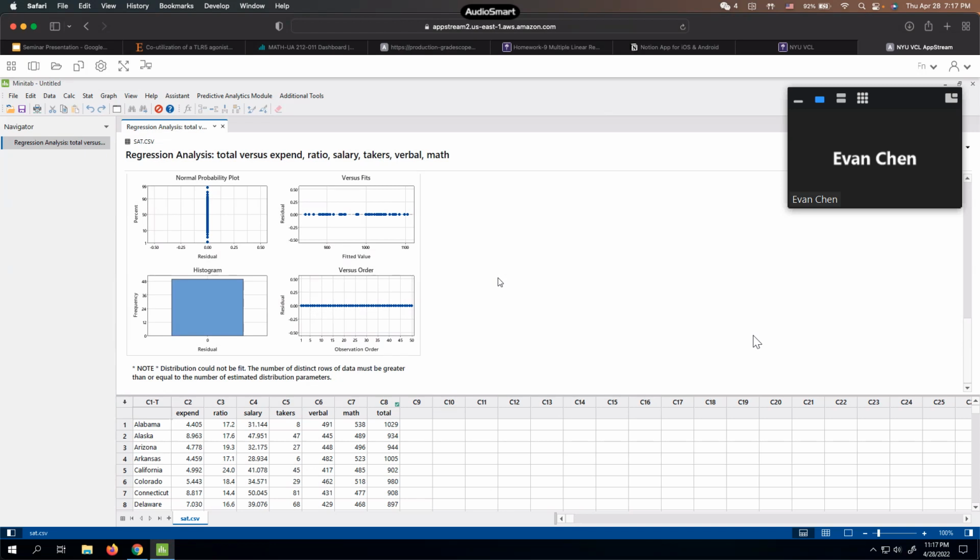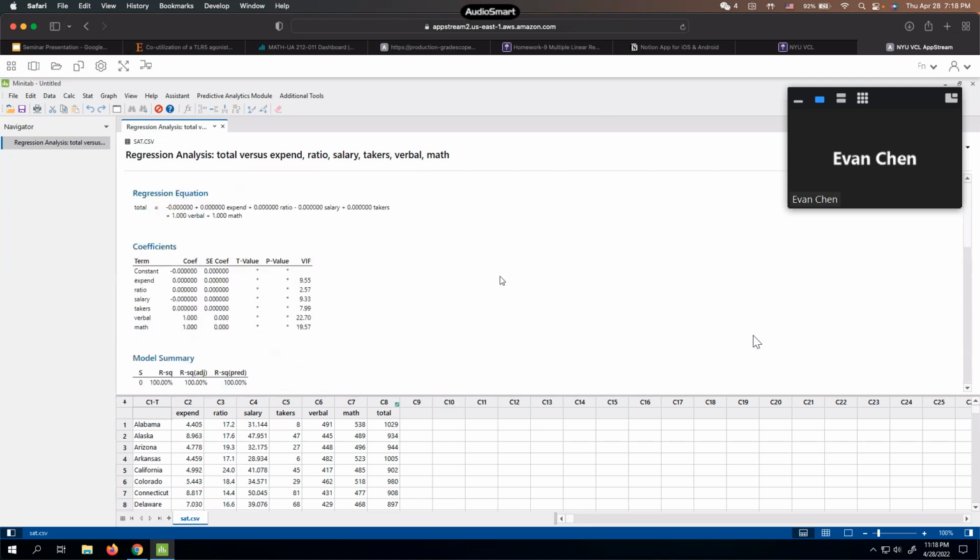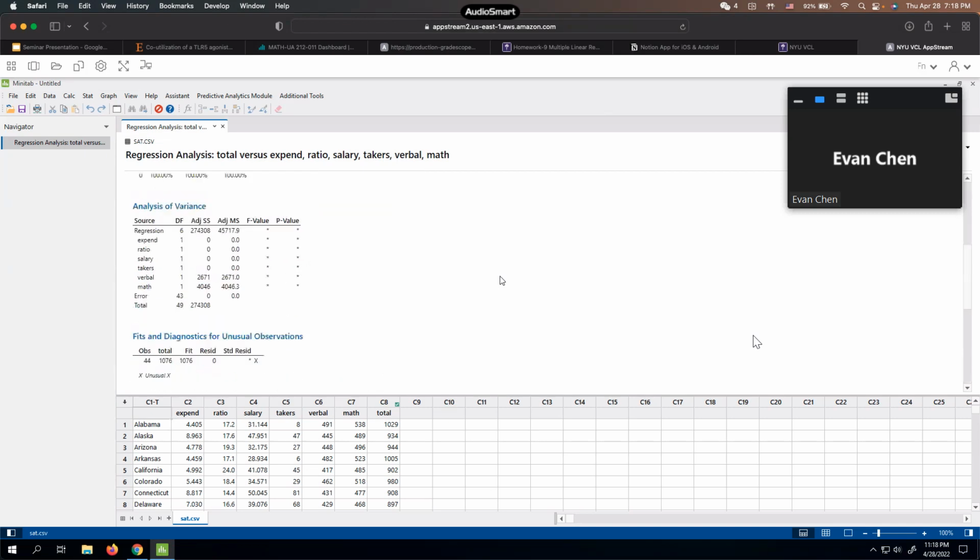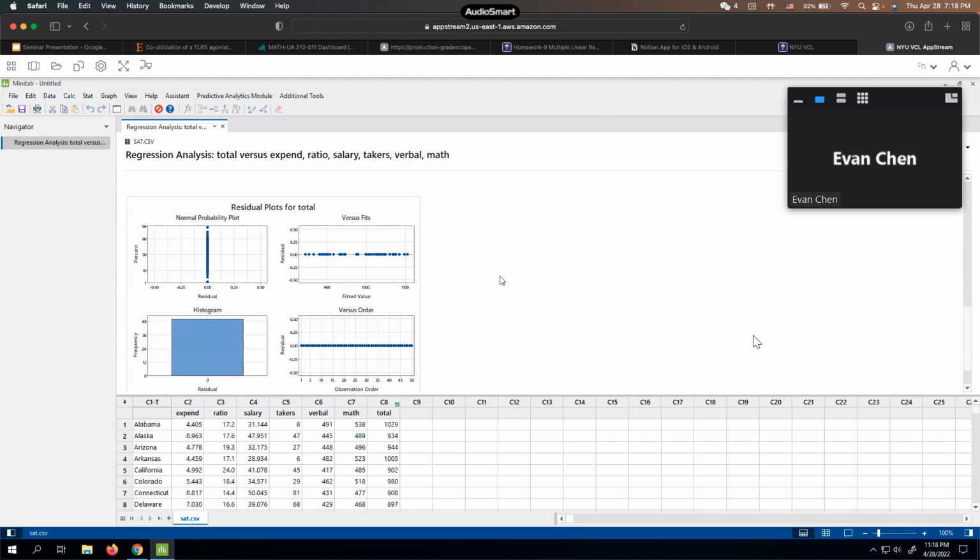But you can't involve verbal and math, because those two variables have a way stronger correlation with the SAT scores. It's basically not a correlation, it's causation, right? You just sum those two and you get the SAT score.